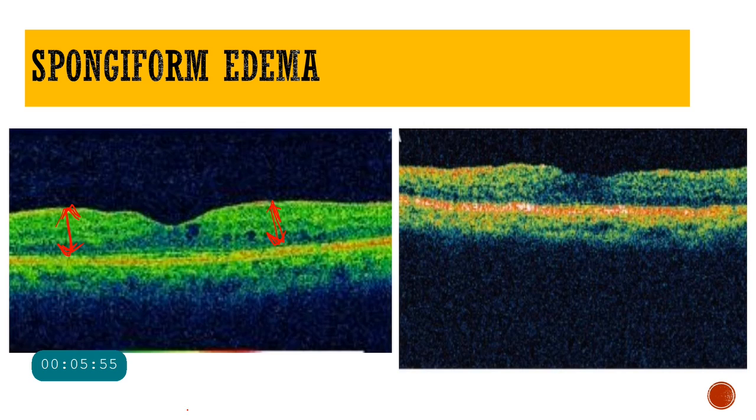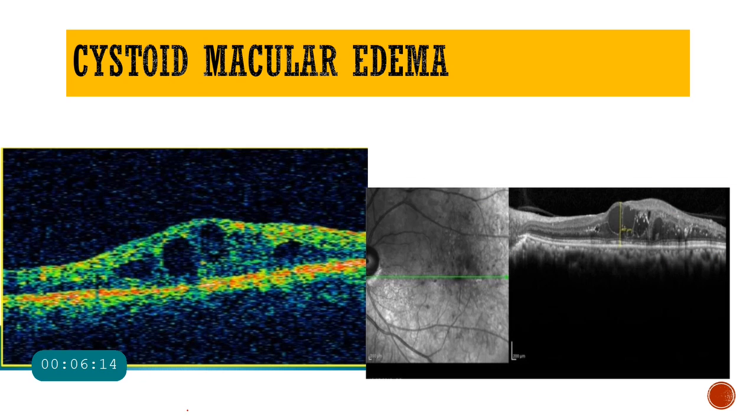So there's a diffuse thickening of the retina, and such diffuse thickening of retina which occurs in diabetic patients is referred to as the spongiform edema. So the important thing about spongiform edema is that there is a diffuse thickening and there are no cysts present within the retina.